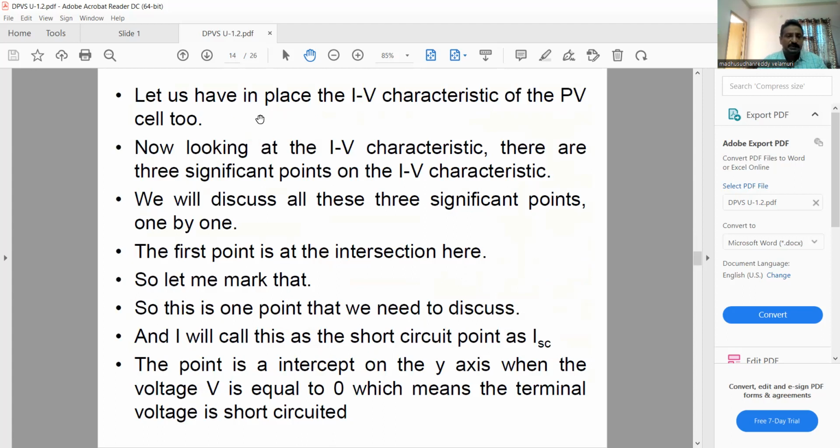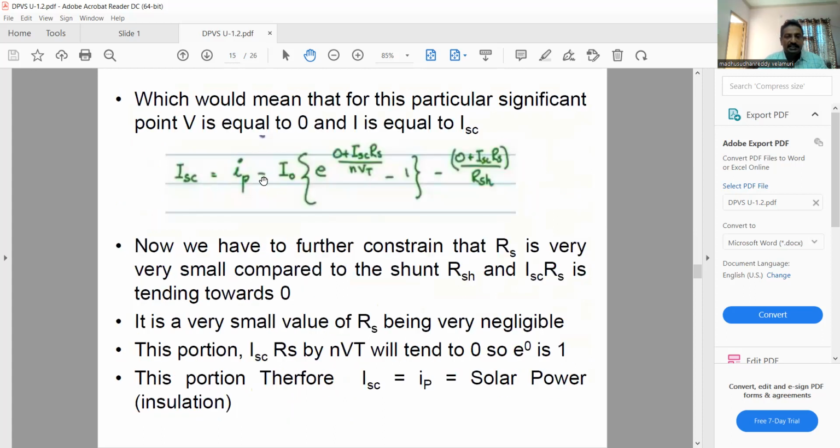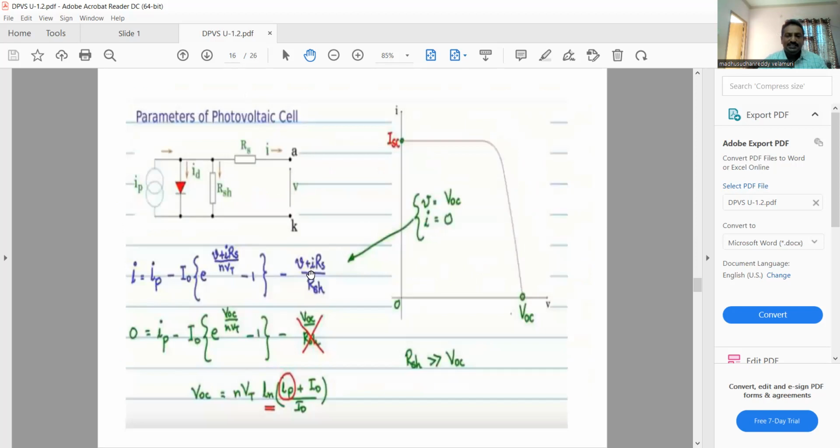Next case. Let us take the IV curve of the PV cell. See here, the first point is the intersection, the short circuit point, where you get ISC, with V equal to 0. Then next we come back here. You open circuit. Open circuited means I is equal to 0.